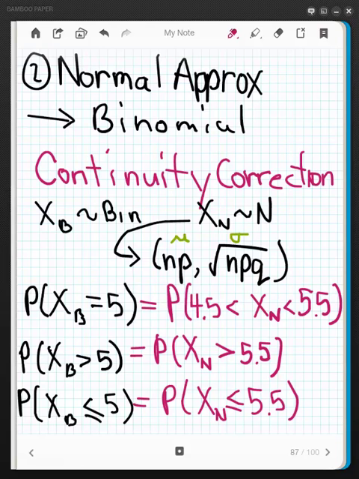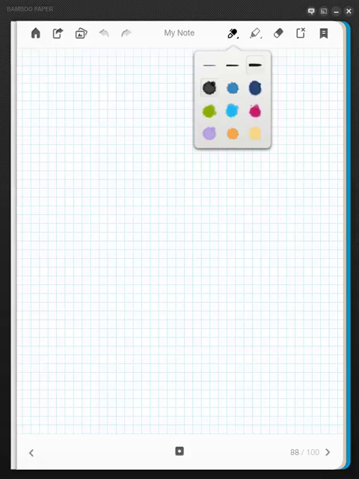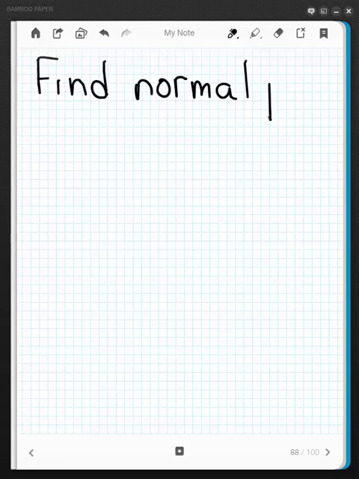All right, so that was the continuity correction. Now, once we have the continuity correction, then you have to understand that to find normal probabilities, we have to standardize, right? So to find normal probabilities, you standardize.